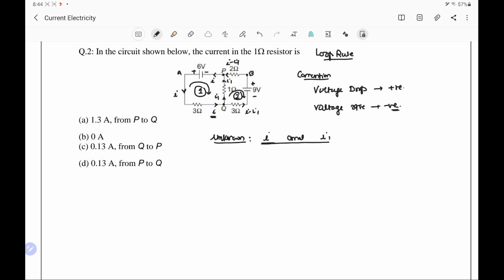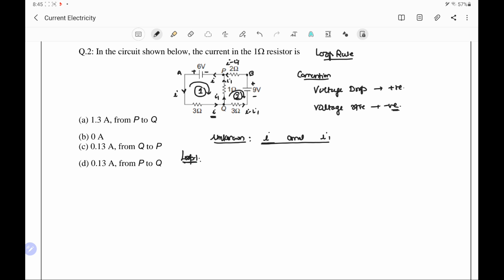If voltage drops across the traversal, we will take that potential drop as positive. If voltage rises in the direction of traversal, then we will take that drop as negative. And the total sum of the potential drops across the loop will be 0 as per the loop rule. So first we write for loop number 1.